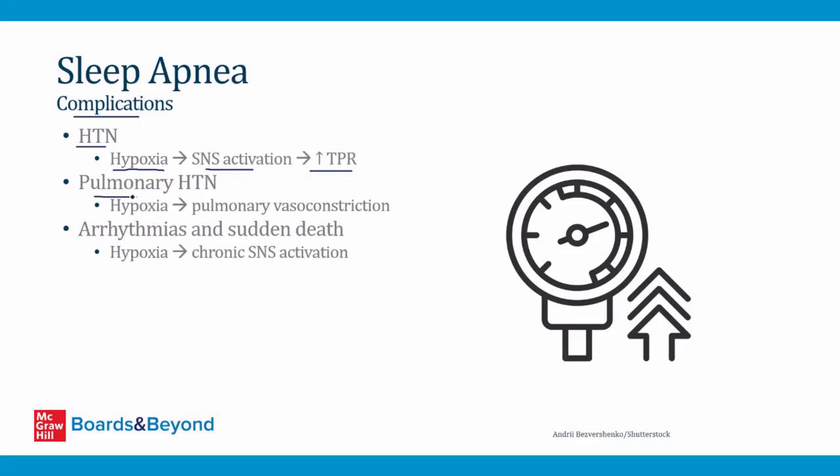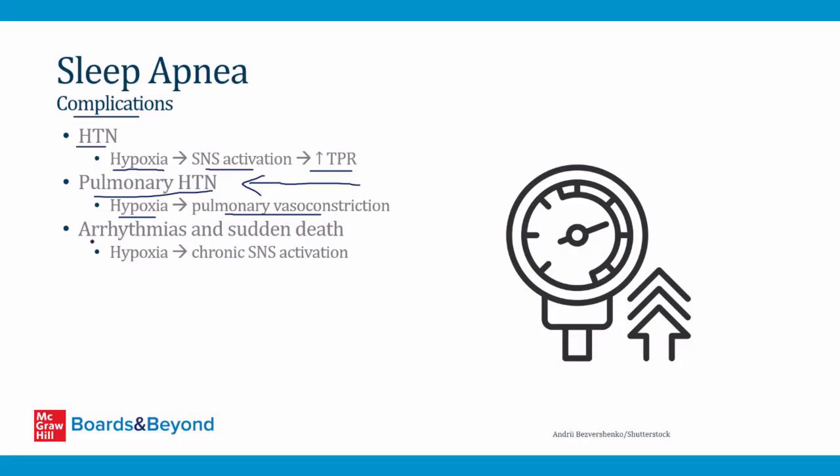Patients can also develop pulmonary hypertension. So hypoxia, which occurs in association with sleep apnea, can cause pulmonary vasoconstriction, because the blood vessels in our lungs vasoconstrict in response to low oxygen levels. And so pulmonary hypertension is another complication of chronic sleep apnea.